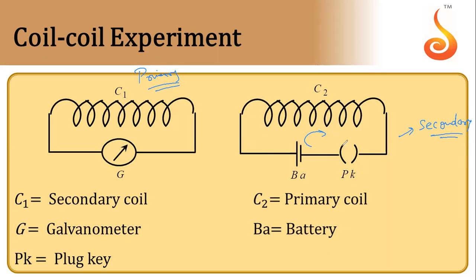The moment the key was closed, at that very instant, or you can say for a very small amount of time, this galvanometer started showing deflection. Similarly, when this key was opened, again this galvanometer showed some deflection. But when the key is closed, it showed deflection for a very small amount of time, and after that there was no deflection in the galvanometer.